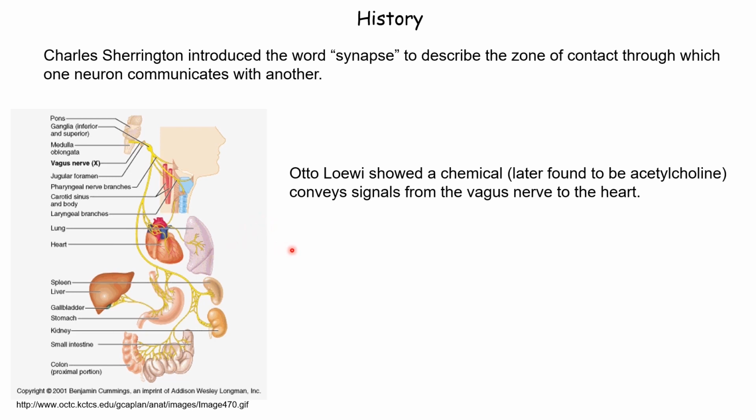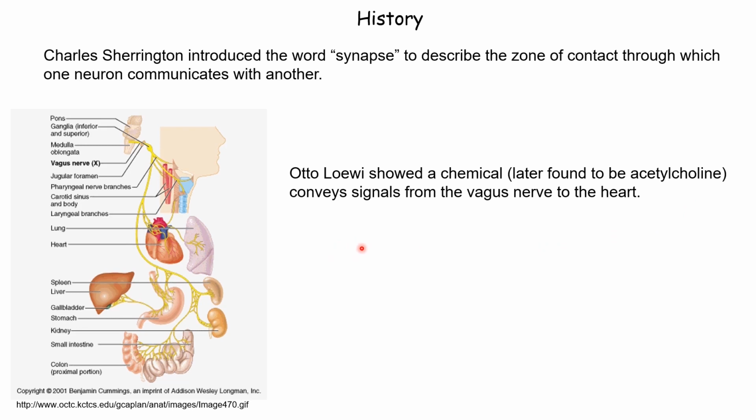So it is clear that the vagus nerve is controlling the heart, but what is the nature of this interaction between the motor neurons in the vagus nerve and the muscles of the heart? That was not clear. And he did a very clever experiment that showed that this interaction was in the form of a chemical. At that time the chemical was not known, so he just called it vagus stuff because it was coming out of the vagus nerve. But later it was found to be acetylcholine.